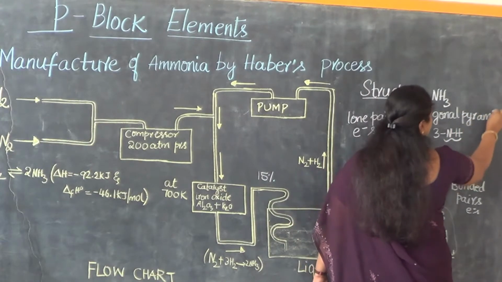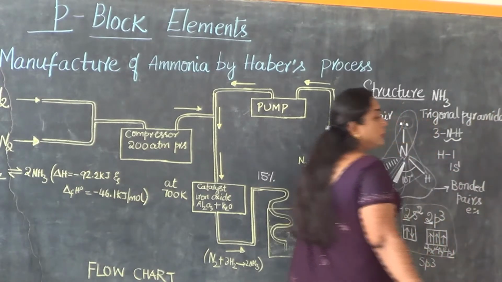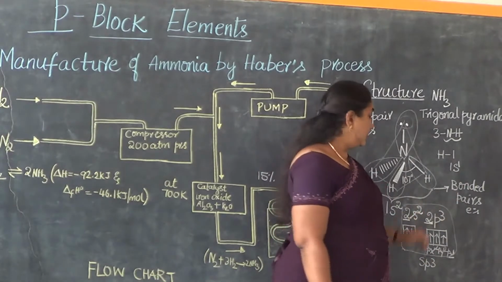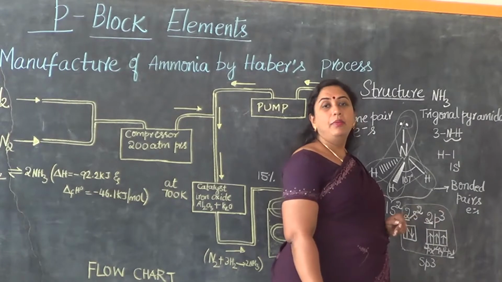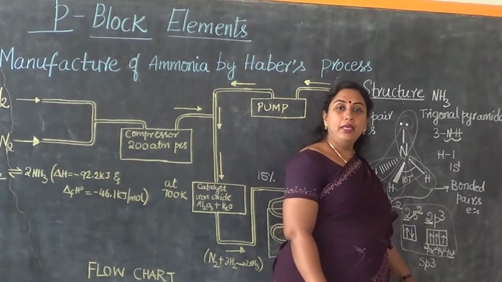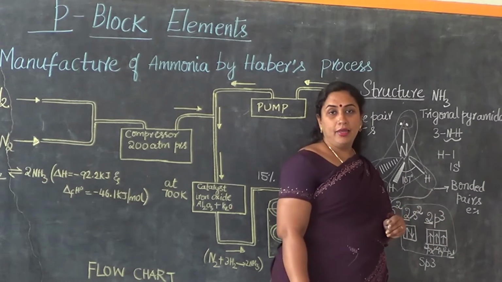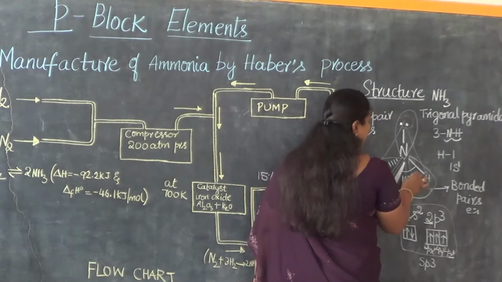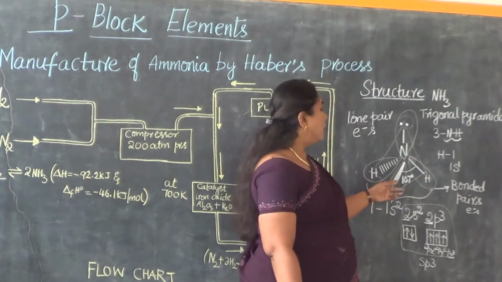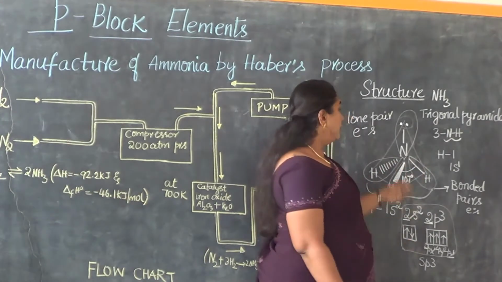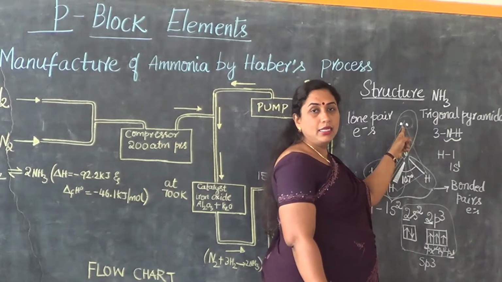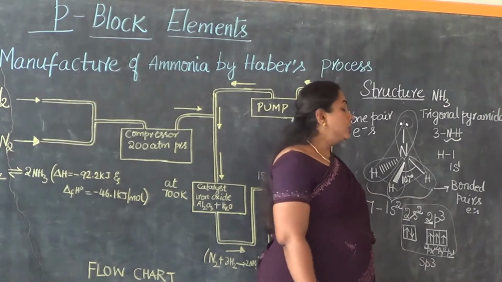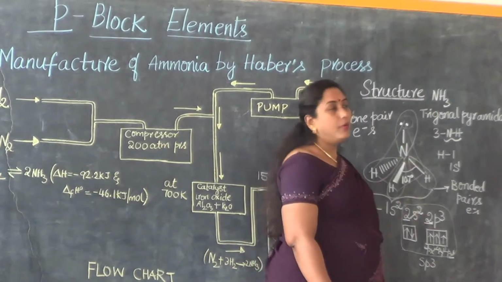Now the bond angle should have been 109.5 degrees, because it has undergone sp3 hybridization. What is the actual bond angle present? 107 degrees. Why is this? It's because of the repulsive force acting between the lone pair of electrons present on the nitrogen and the 3 bonded pairs. Which bonded pairs? The nitrogen-hydrogen bonded pairs.